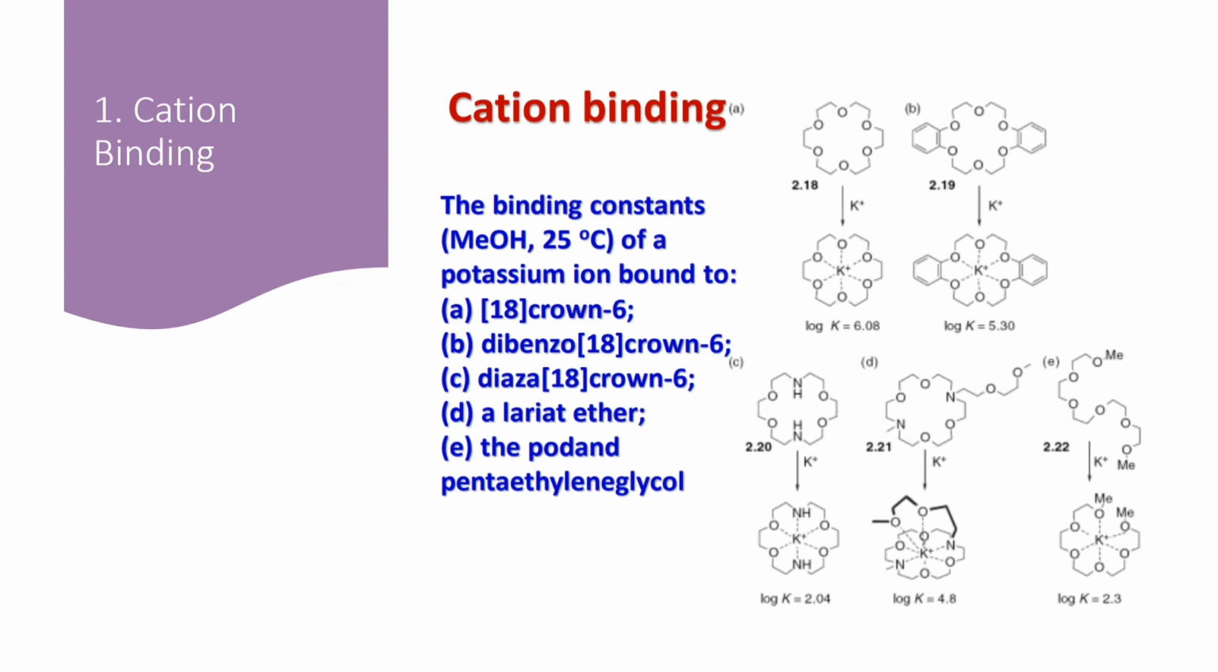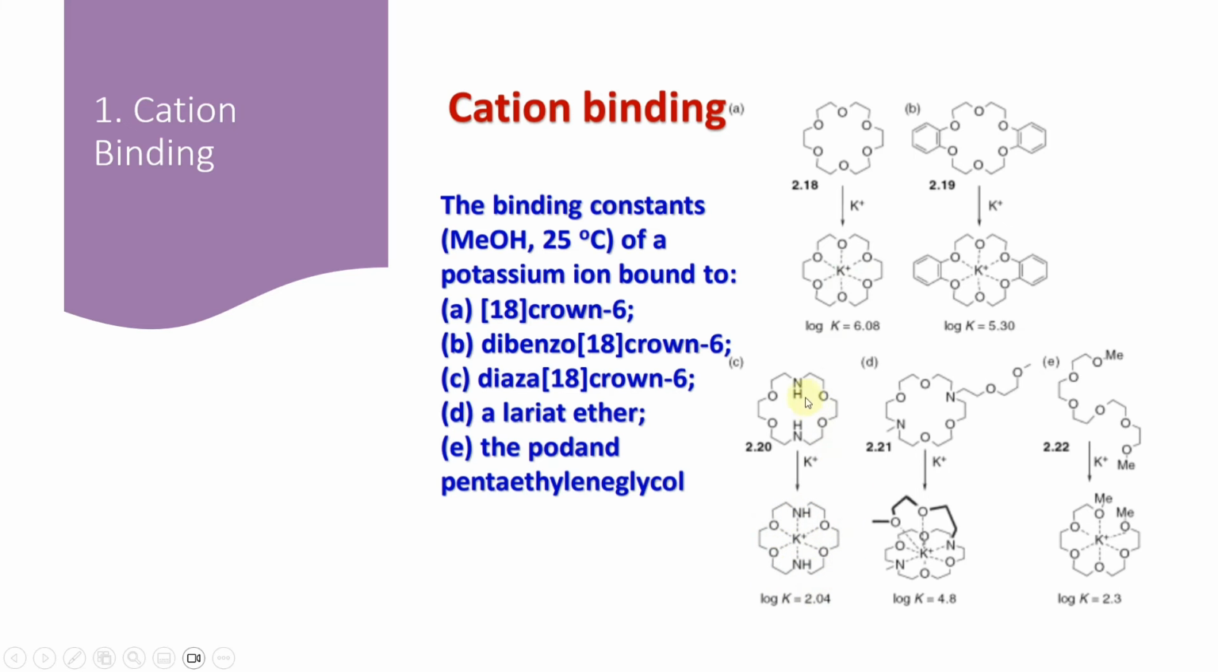Now moving on towards the types of the host-guest complex, first of all we have the cation binding. In case of the cation binding, we have a cation that is present inside a host species. So you can take an example of this, or you can take an example of potassium inside this molecule.